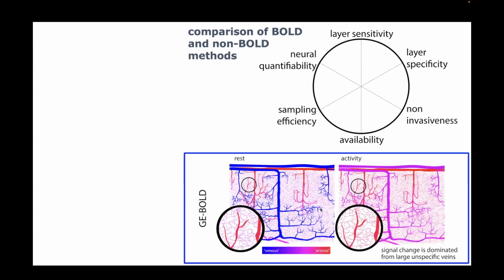And for gradient echo BOLD, indicated here as these color changes of oxy and deoxygenated veins as blue and purple, we have huge sensitivity. The localization specificity is pretty poor, so is the quantifiability. It's not invasive, every scanner has it, and it's incredibly efficient.